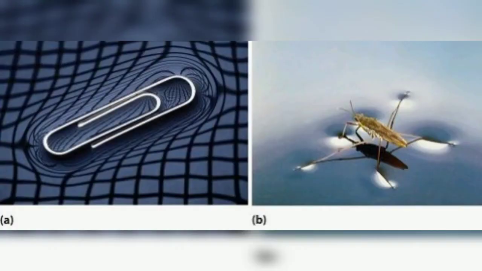As an example of surface tension, a paper clip can float on water because of surface tension. Surface tension also allows insects such as this water strider to walk on water.